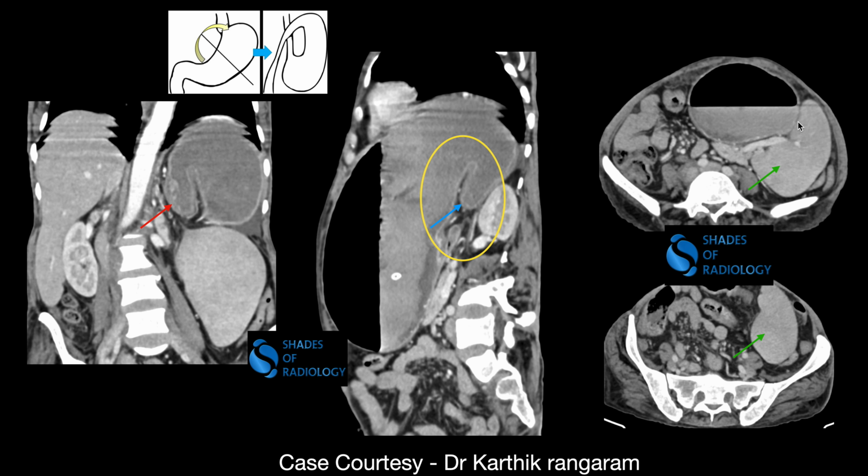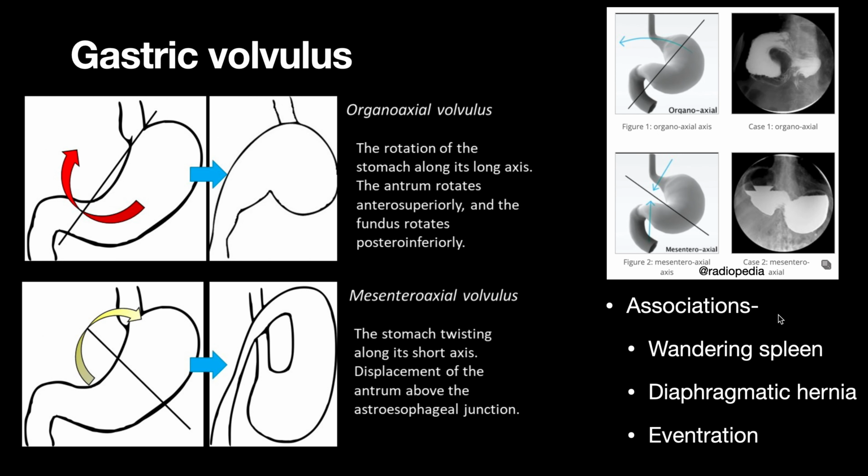And one more important association in gastric volvulus is the wandering spleen. You can see the spleen is located in the left iliac fossa, and here, lower down still, you can see the lower pole of the spleen. So this is a classic case of mesenteroaxial gastric volvulus with wandering spleen.